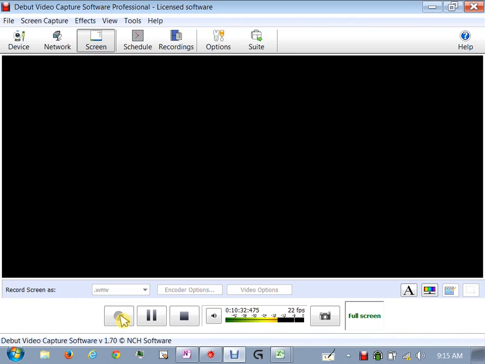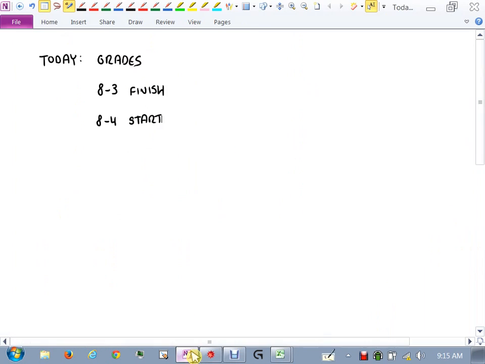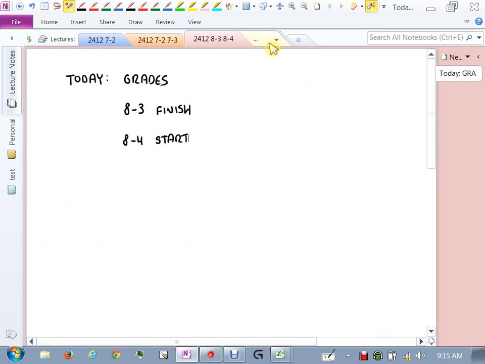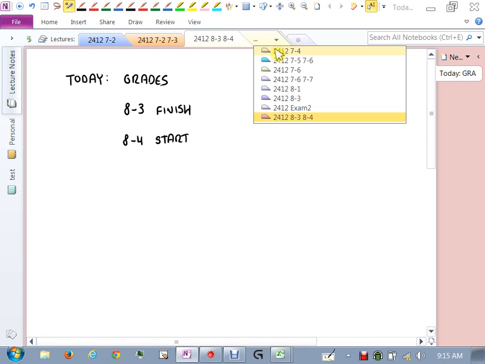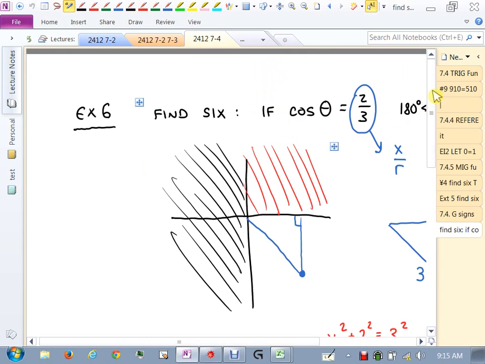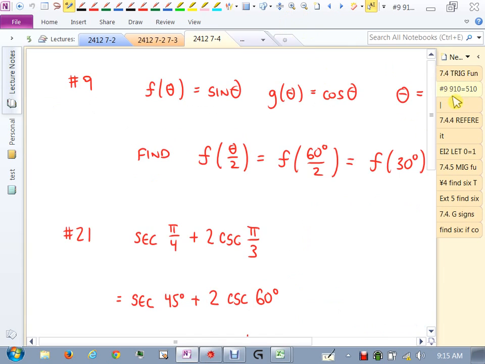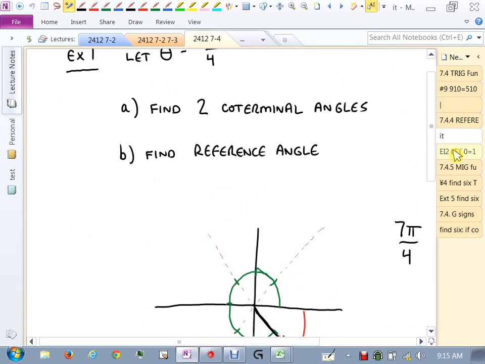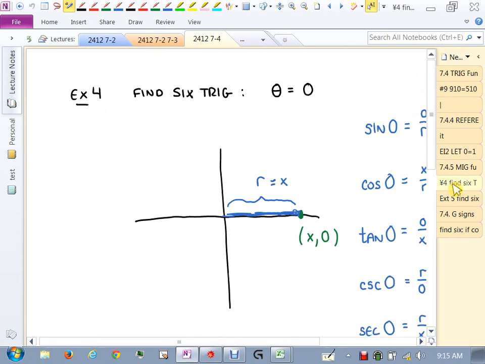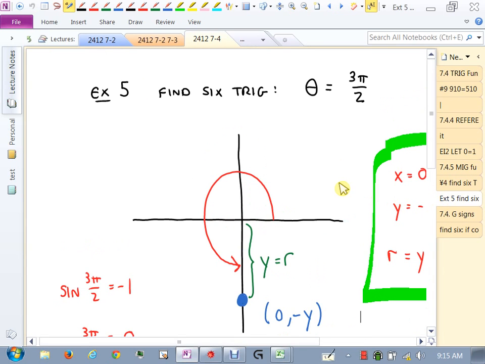And from that, I created the test. So if you go back and look at, like, find all 6 trig functions, I don't want to go through this whole thing, but if you look through your notes, somewhere in the first lecture, here we go, like, find all 6 trig functions.